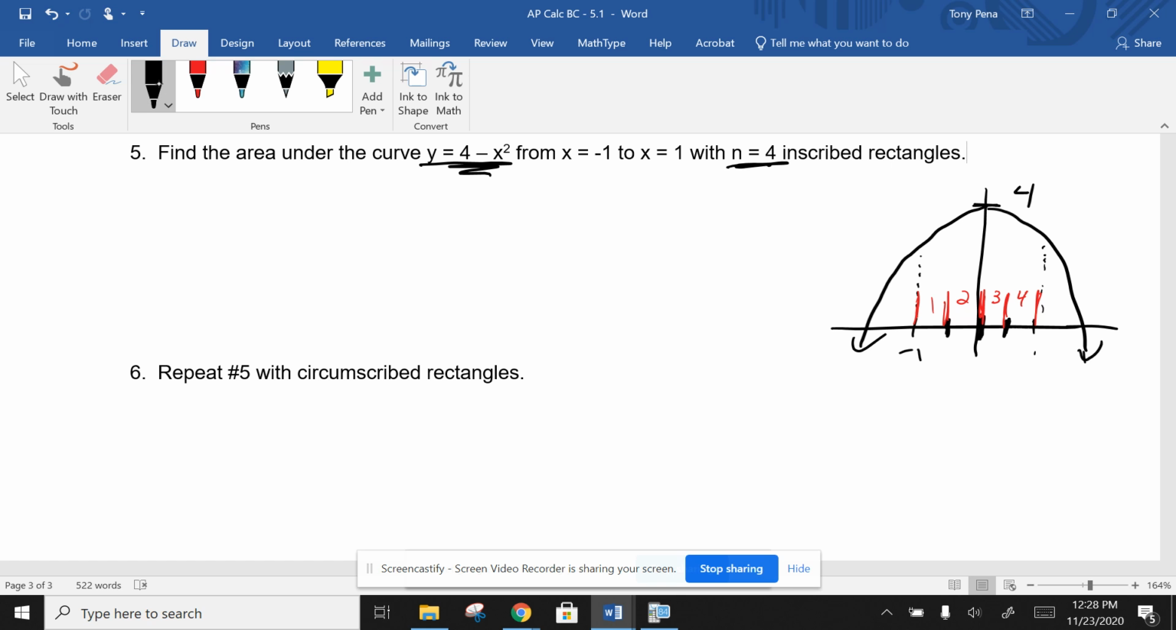To figure out what each of those is, our change in x is always the difference in the interval. So 1 minus -1 divided by the number of rectangles. So we're still going to be moving by 1/2 right now. So if I start at -1 and I move over a half, that takes me to -1/2. And then 0, positive halves, and then 1.